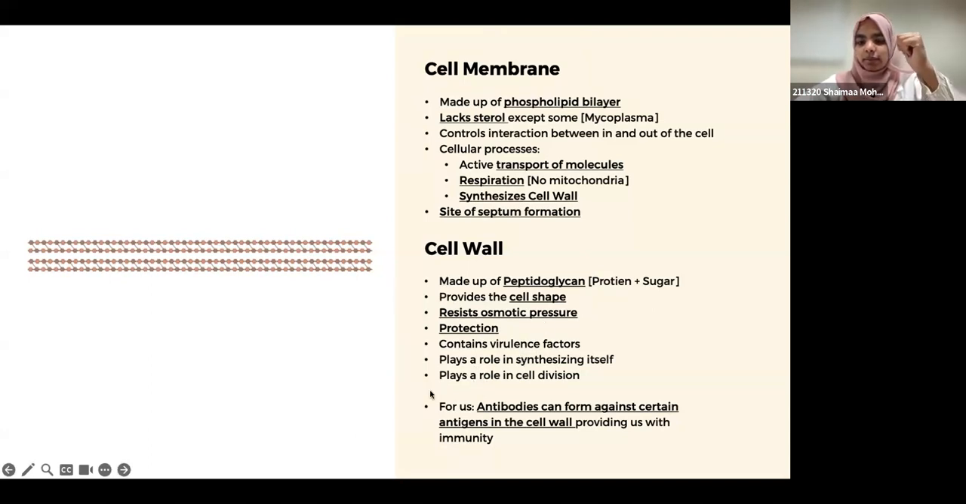And then there are also antigens on the cell wall. And what are antigens important for? The cells of our body can recognize these antigens and then form antibodies against them, and we're able to kill those cells, basically. So it's helpful for us that they are antigenic. Okay, is that clear?